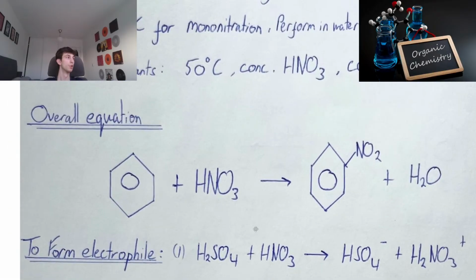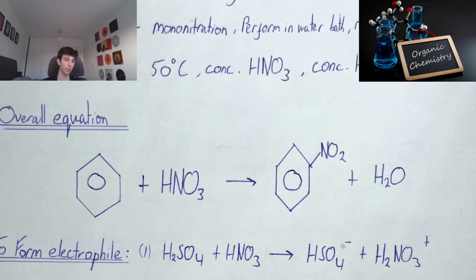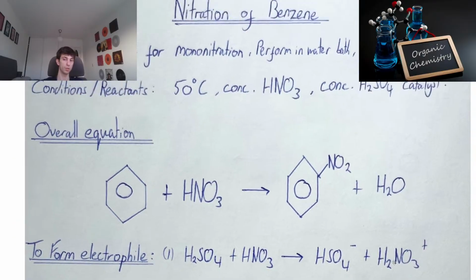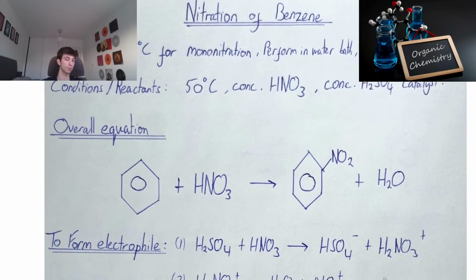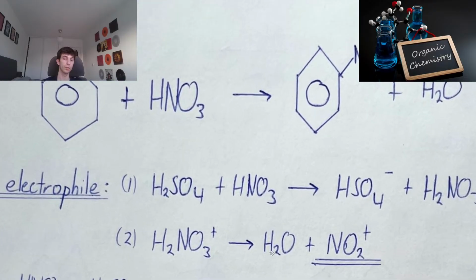To form the electrophile, a lot of people do this in one step. Me personally, I prefer to do 2 steps because I think it makes a little bit more sense, but you can do it in one step, it might just be easier and quicker in the exam. We have our sulfuric acid and our nitric acid. Our sulfuric acid will lose a proton, so we'll have HSO4 minus. Our nitric acid will gain a proton, so we'll have H2NO3 plus. This forms the electrophile. Then from here, our H2NO3 plus, we're going to get H2O and NO2 plus. This NO2 plus, exactly what we need. That's our electrophile.